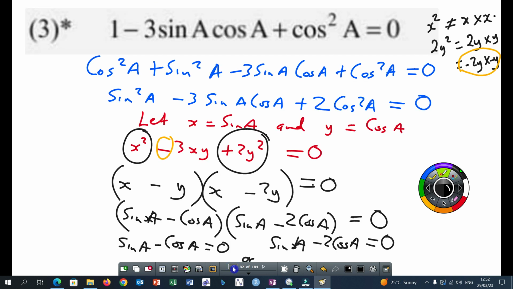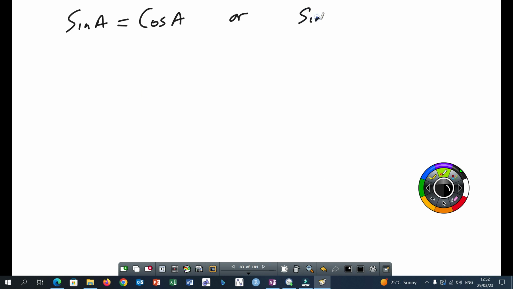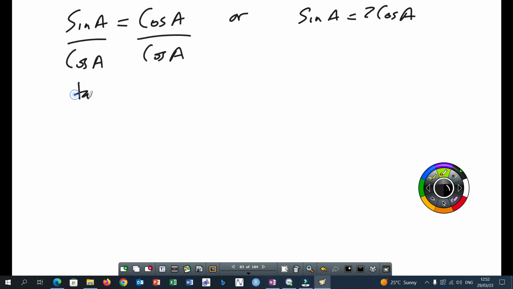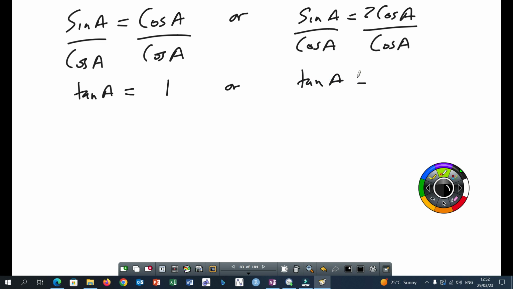So this will become sine A equal to cos A. And the other one will become sine A equal to 2 cos A. Then we divide both sides by cos A. So we'll get tan A equal to 1. And the other one, we divide by cos A, we get tan A equal to 2.